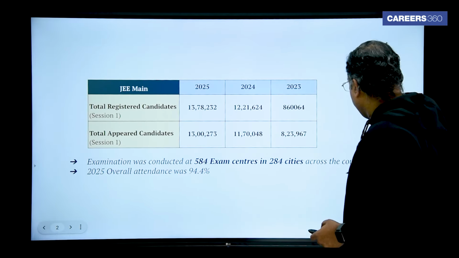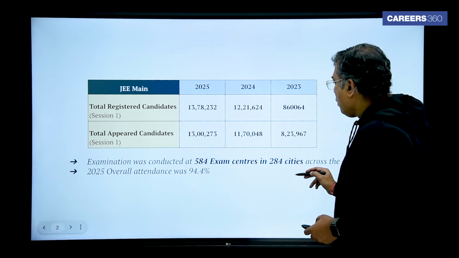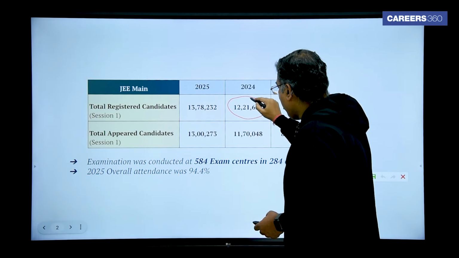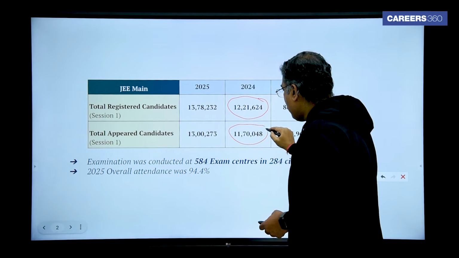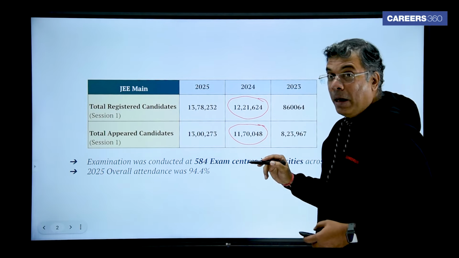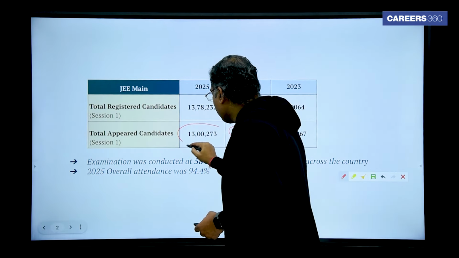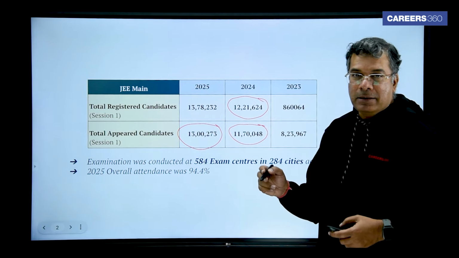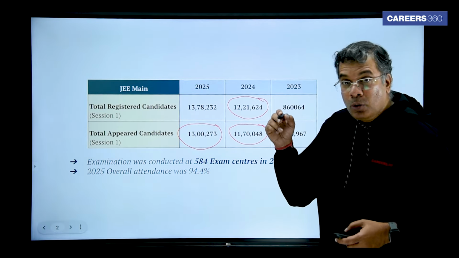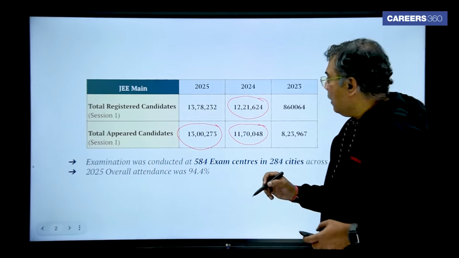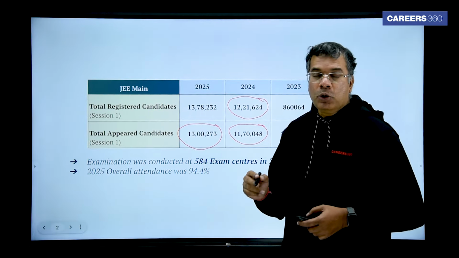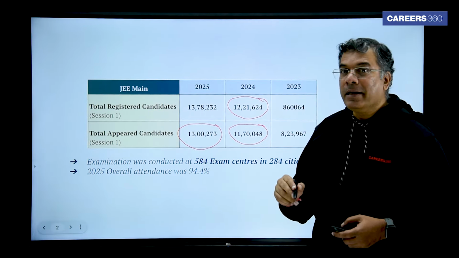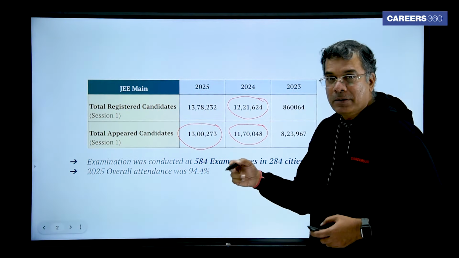Last year, in 2024, the total number of students who registered for the Jan session was 12.21 lakh and who appeared was 11.7 lakh. This year, the number of students who appeared is 13 lakh, which essentially means we are dealing with an 11% increase in the number of students who actually took the Jan test. If you go by the same trend, you will be dealing with about 15 lakh students competing for the IIT and NIT seats, or getting a percentile based on that.